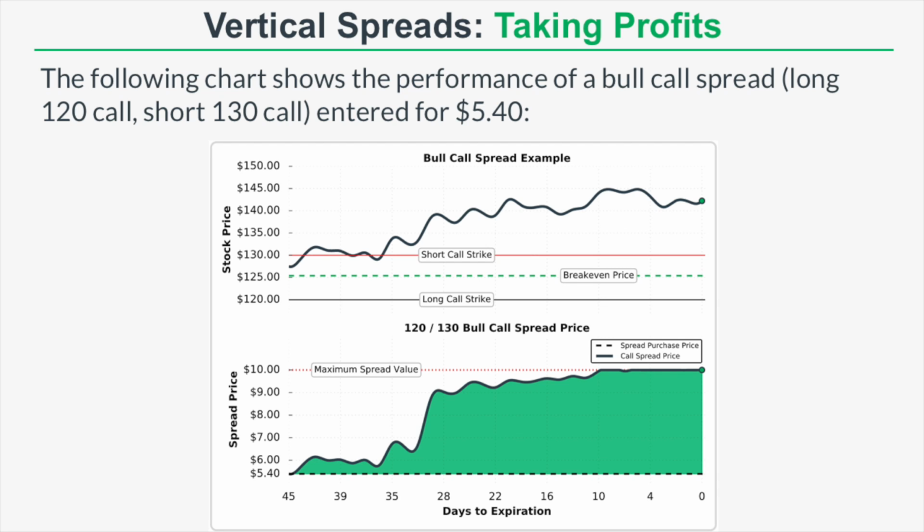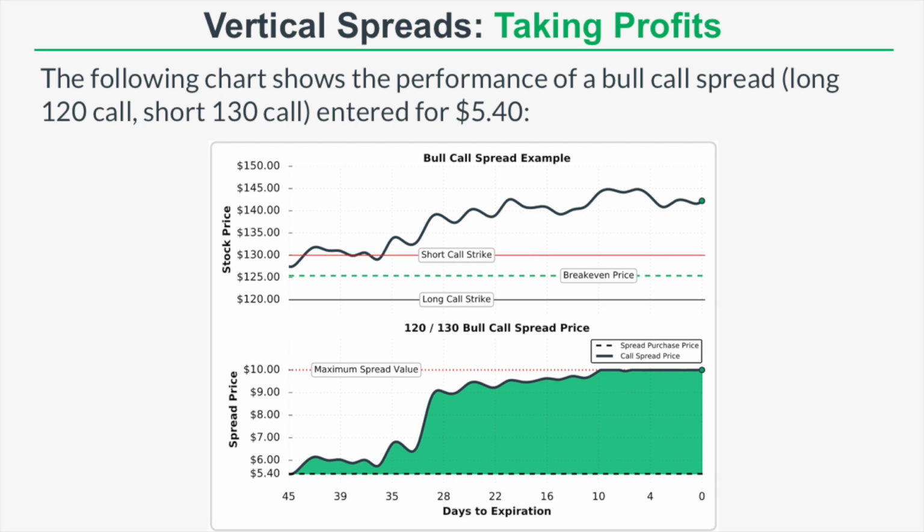As we can see, the value of the spread increases dramatically from $5.40, and at around 28 days to expiration, the spread is worth around $9. Keep in mind that the maximum value of the spread is $10. That means the closer the spread's value gets to $10, the more logical it is to take the trade off for profits because you have less to make on the trade and more to lose. So in this example, if you buy the call spread for $5.40 and the spread trades to $9, you would be up $360 per spread, and your maximum profit potential on the trade is $460.